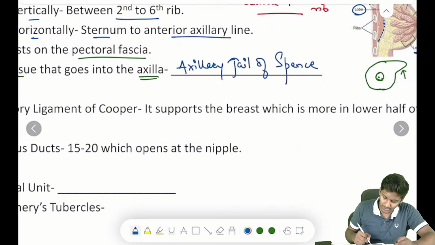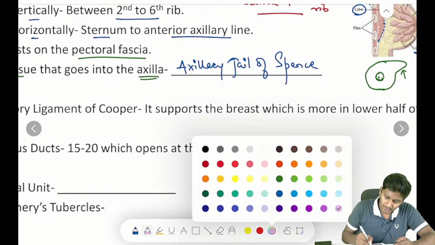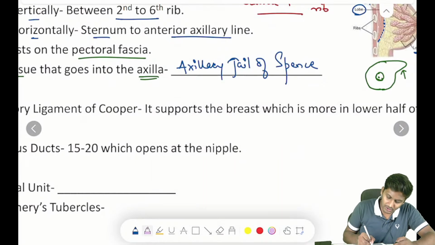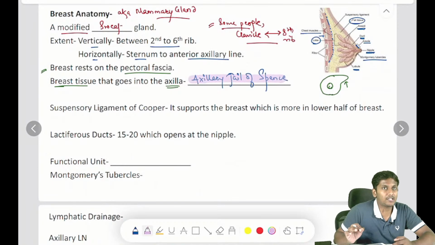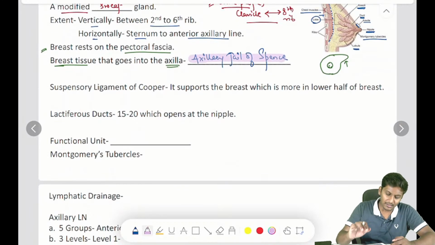No issues with this, anybody? That has to be remembered. This is your axillary tail of Spence, which is nothing but the breast tissue inside the axilla. This has been a previous year question. Okay? Tail of Spence is nothing but the breast tissue which goes inside the axilla.